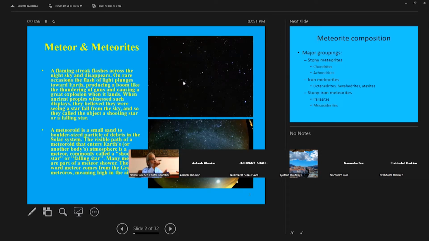Meteor doesn't follow the path of the stars. So what happens is it cuts the constellation. So that is how you are able to identify between a star and a meteor.